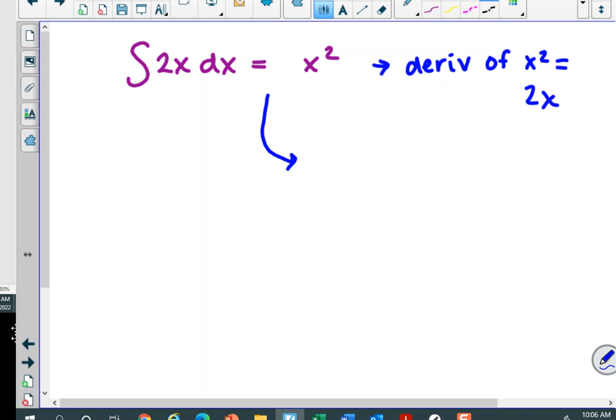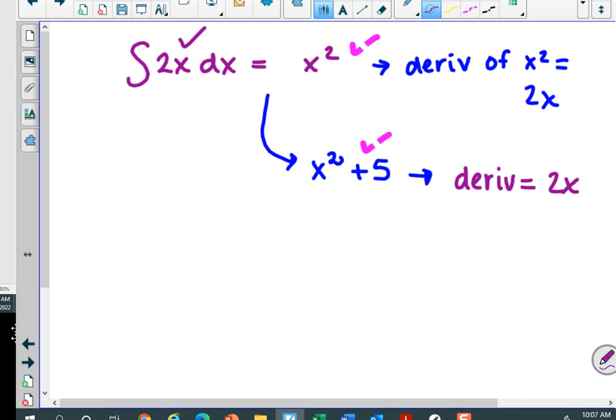But what if I wrote x squared plus 5 instead of just x squared? Because I'm just like that. What's the derivative of x squared plus 5? Derivative is 2x. Oh, and that's all I need. So that's a good answer, but that's a good answer too.